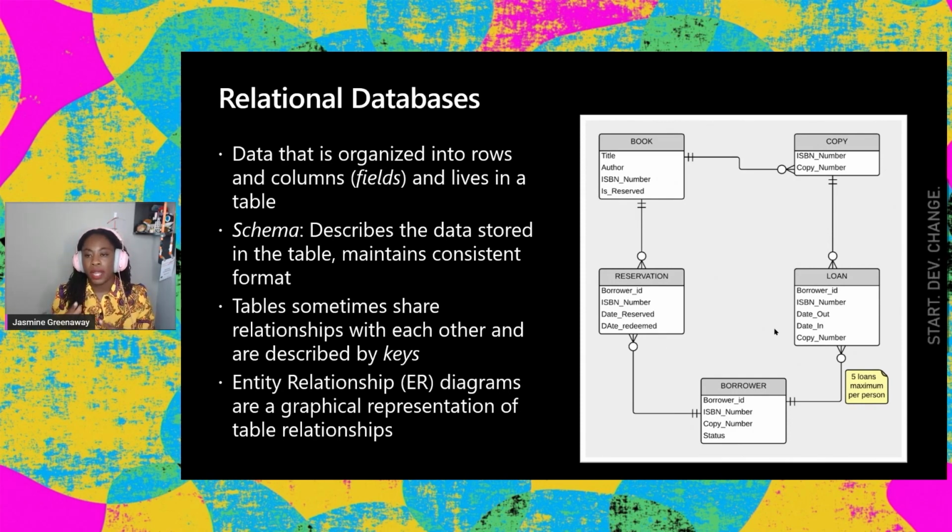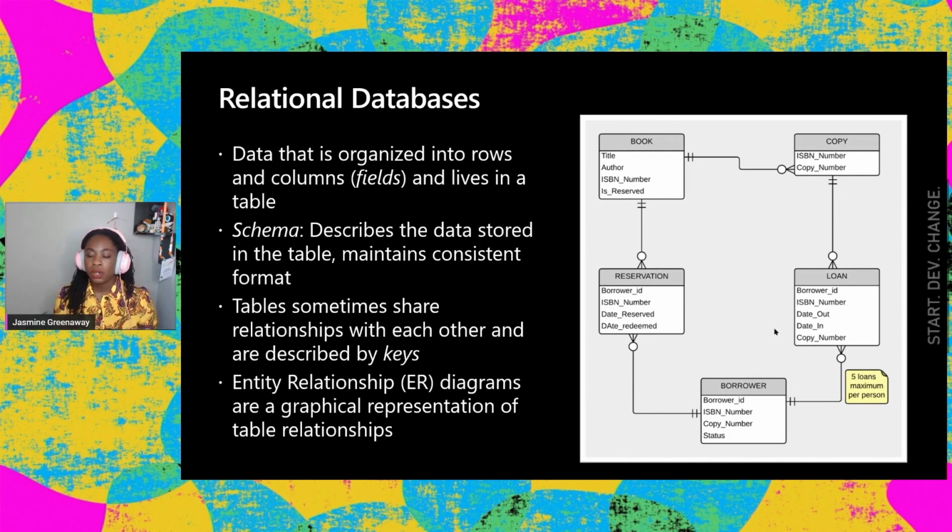So on the right here, what we're looking at is an entity relationship diagram. And what it's doing is describing the relationship between these squares, which are the tables. At the top is the table name, and then in the white part of the box are the columns or the fields. And it's describing the database of a library.